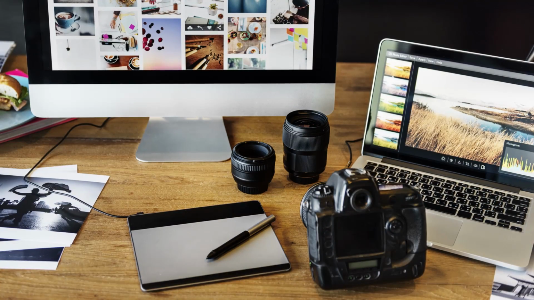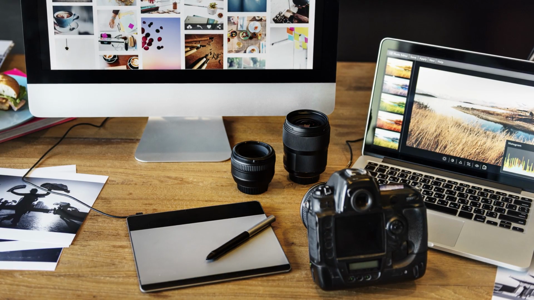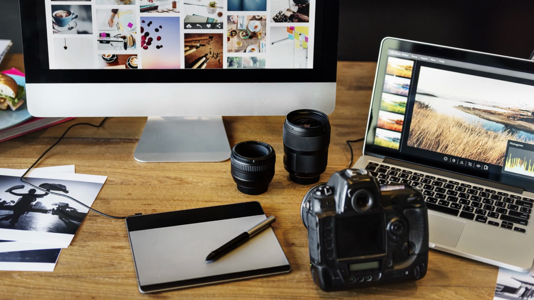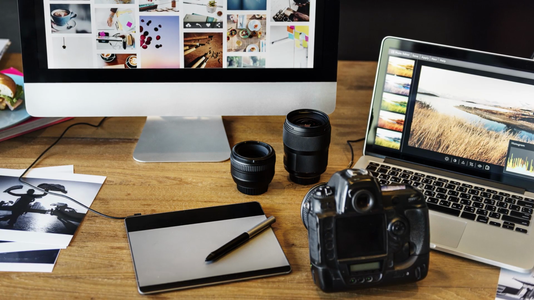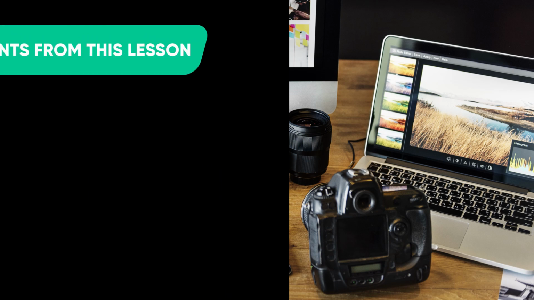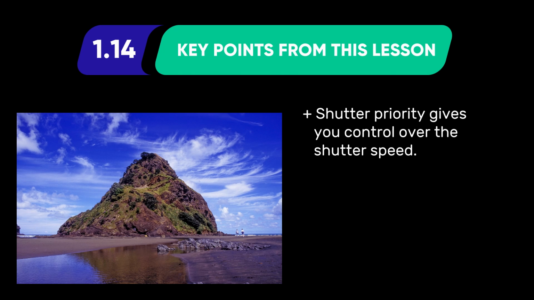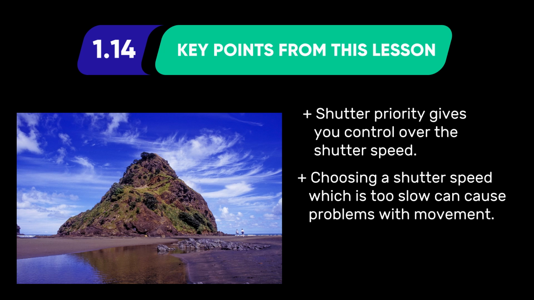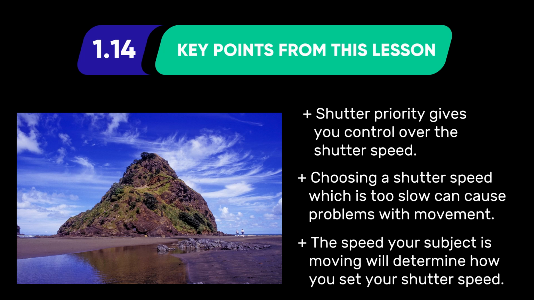Look carefully at the photos on your computer and take notice of which photos are sharp and the shutter speed used for each of them. Remember to save a few of them to your favourites folder. Key points from this lesson are: shutter priority gives you control over the shutter speed. Choosing a shutter speed which is too slow can cause problems with movement. The speed your subject is moving will determine how you set your shutter speed.